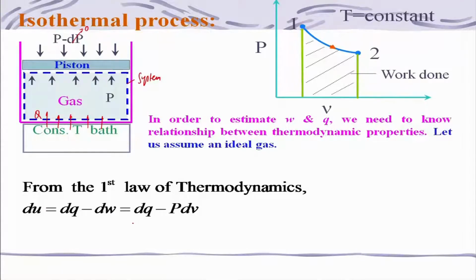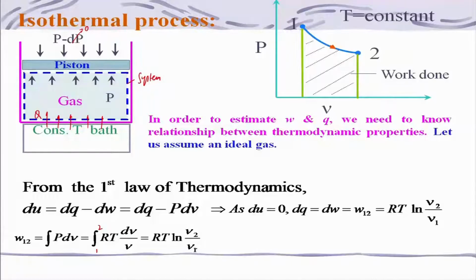Keep in mind that if you want to estimate this W and the Q, then we need to know the properties, and we can assume an ideal gas. We can then find out the work done, basically PdV, which is nothing but RT by V into dV, and when we integrate this between state 1 to 2, I will get RT ln V2 by V1, and we are assuming the process to be isothermal. So, therefore, I can do it very easily.